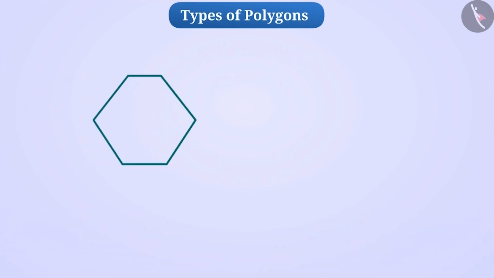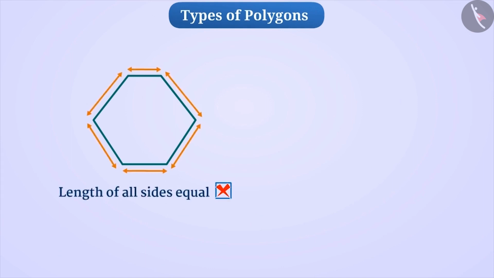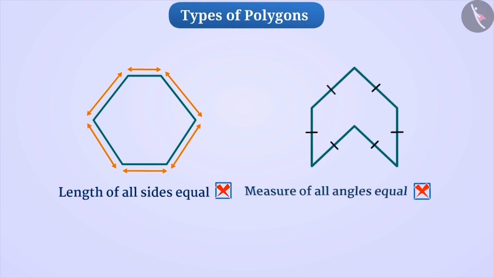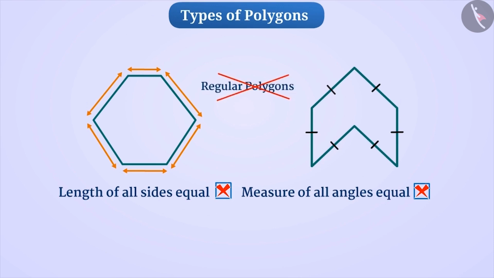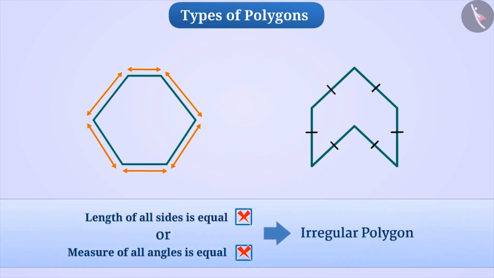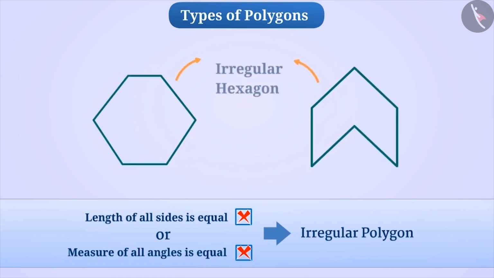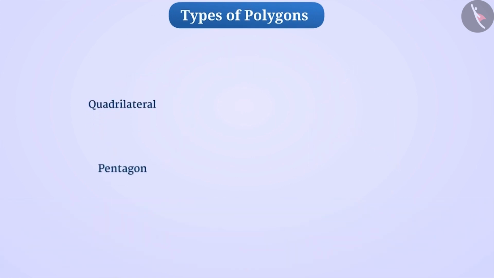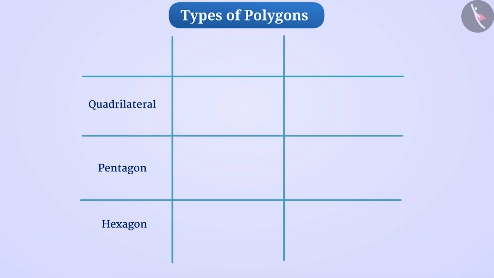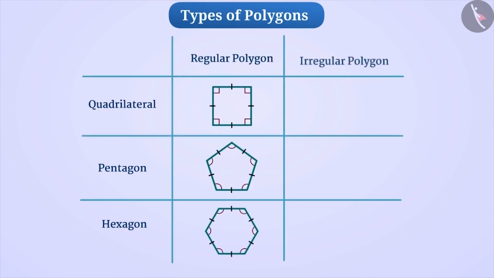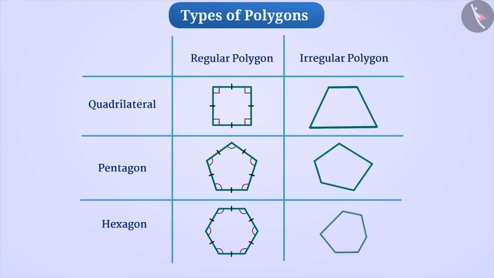Now, if we look at the sides of this polygon, we find that all its sides are not equal. Similarly, all the sides of this polygon are equal, but all the angles are not equal. So both of them are not regular polygons. Such polygons are called irregular polygons. Like, these two are irregular hexagons. Please note that polygons like quadrilaterals, pentagons, hexagons can be regular or irregular polygons.